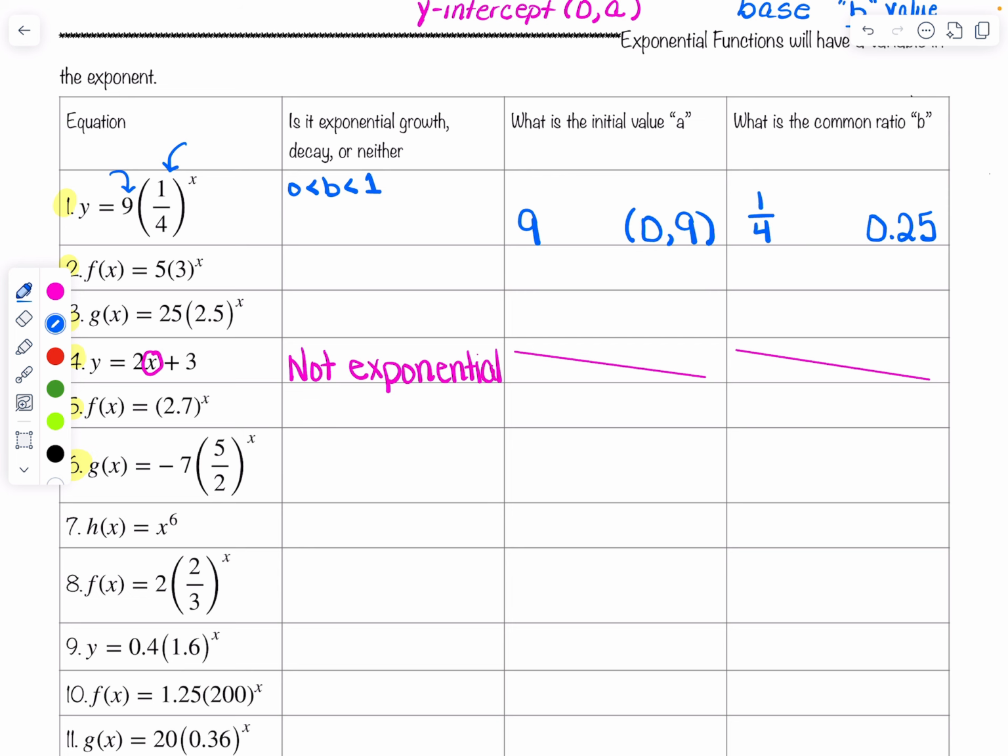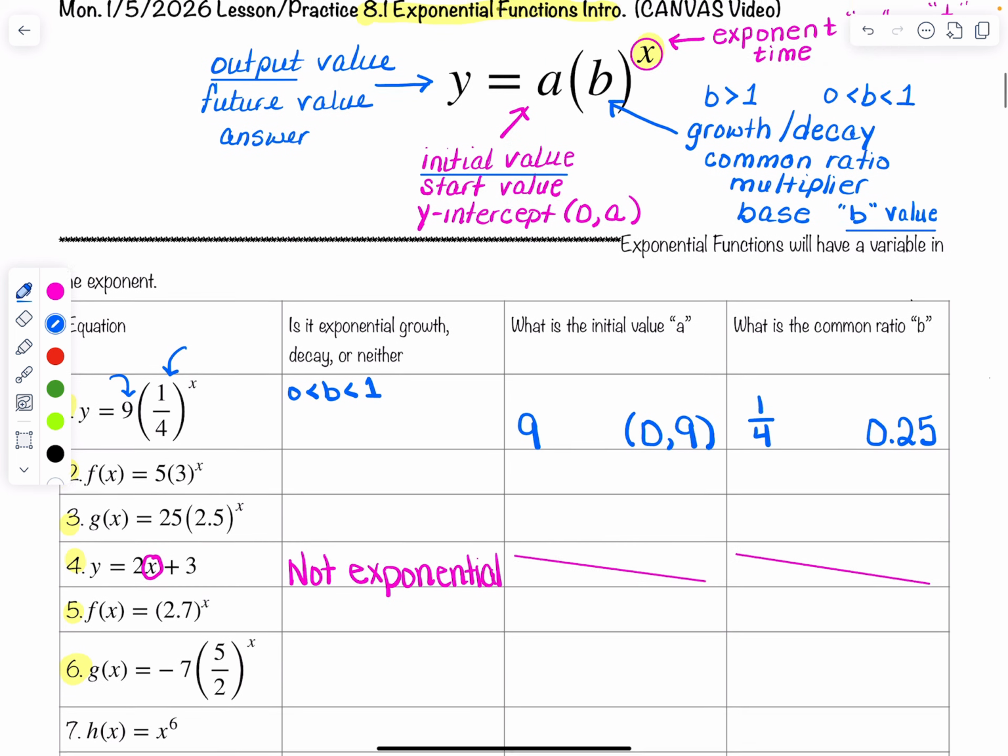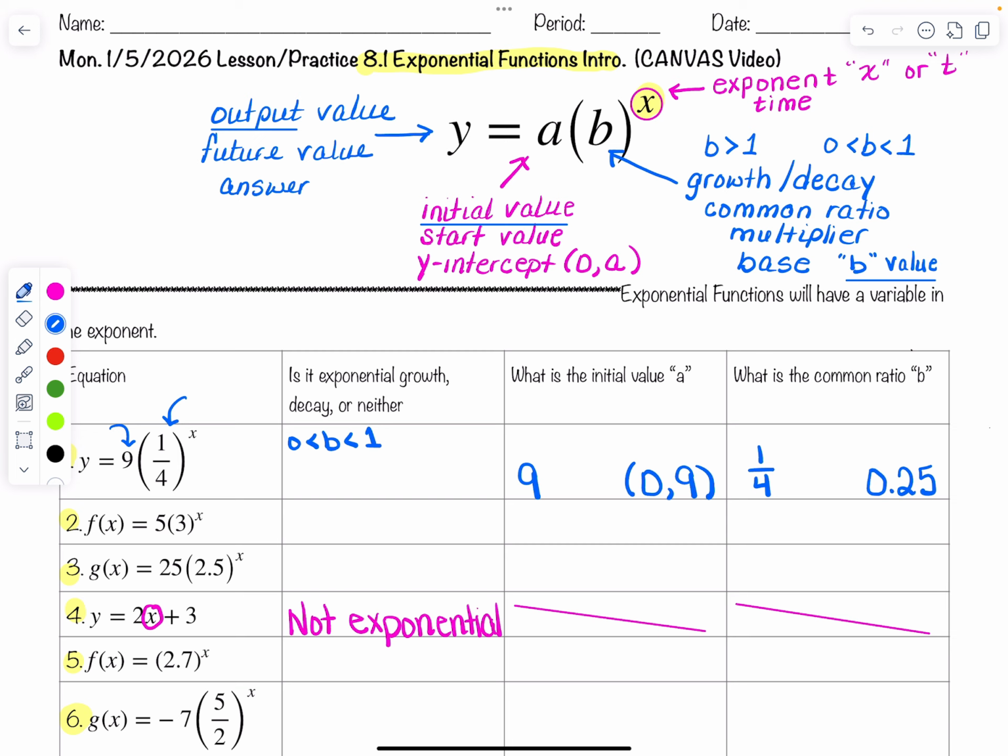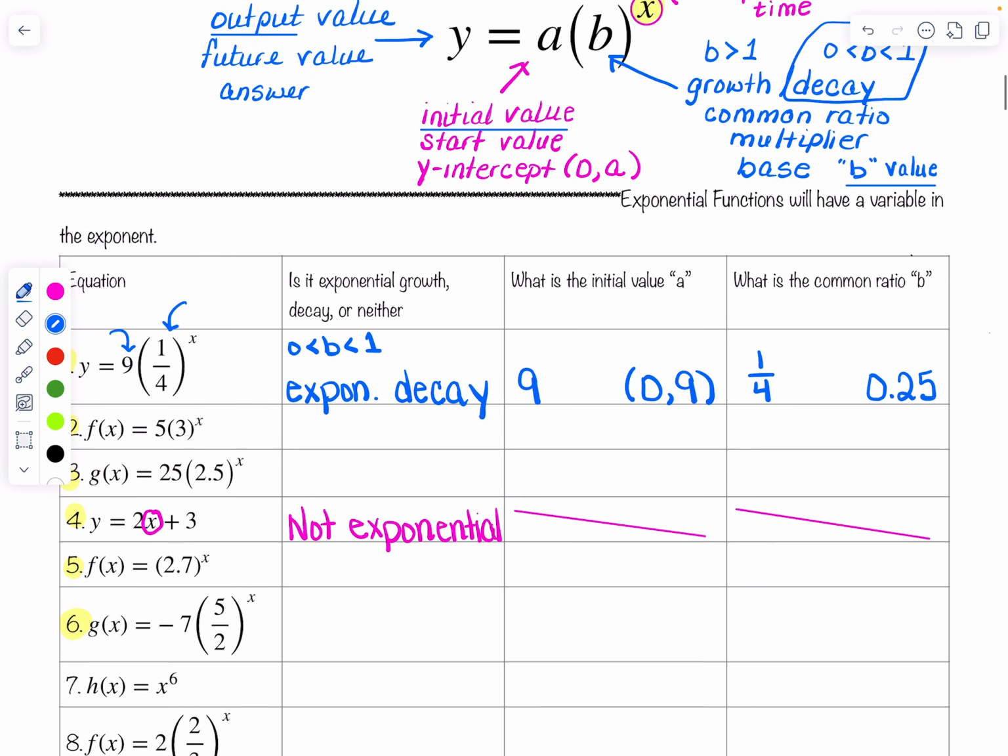Now, since b is between 0 and 1, it's an exponential decay. Now, you can abbreviate this. You can write it all out, whichever you choose. Because I don't have a lot of room, I'm going to go ahead and abbreviate exponential decay. All right, now let's look at number 2.